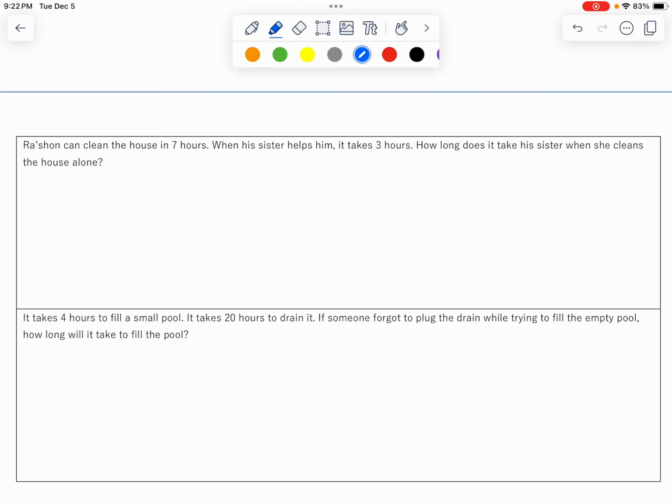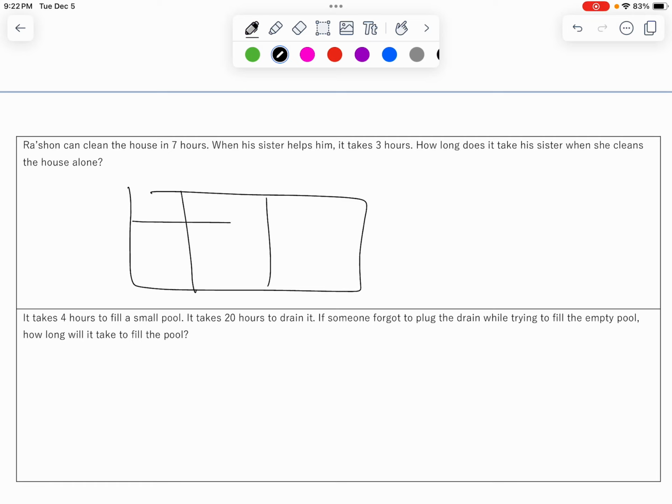Now this one, I just want to practice setting them up. I don't think we need to solve the whole thing. Okay, so we have Rashawn is going to clean the house in 7 hours. When the sister helps, it takes 3 hours. How long will it take the sister if she's doing this alone? So what are my labels? Rashawn, Sister, and Together.